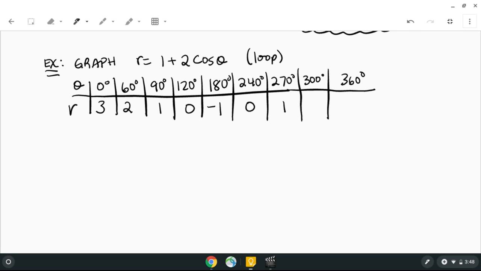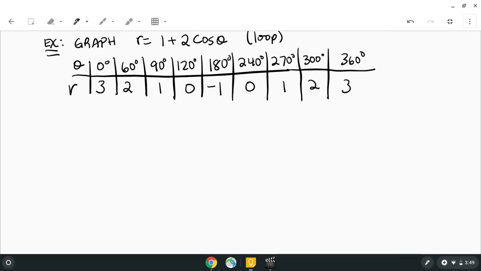300, that's in quadrant 4. So cosine is back to being positive. Okay, because cosine are the x values. So cosine of 300 is 1/2. 1/2 of 2 is 1. 1 plus 1 is 2. And then back to full circle. So this is going to give us 3. Okay, so let's take a look and see what we get when we start graphing these.